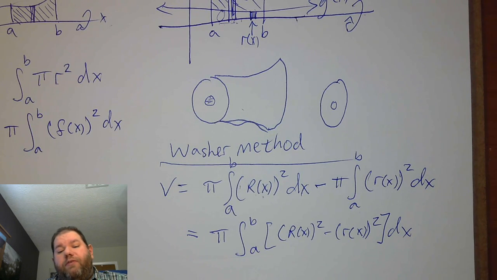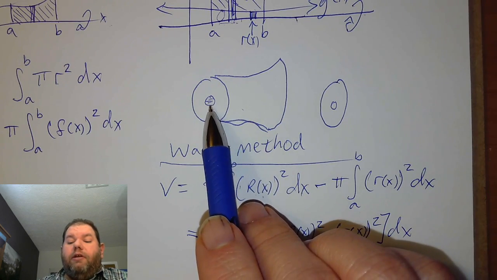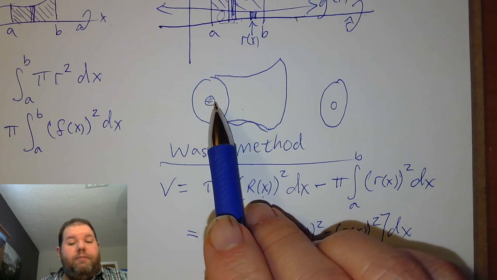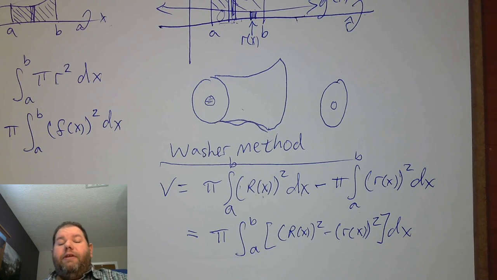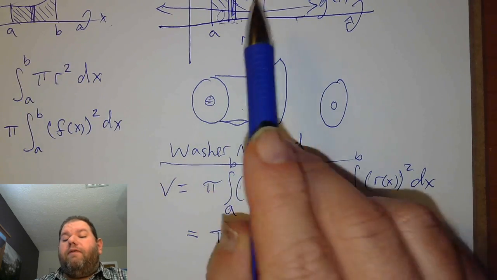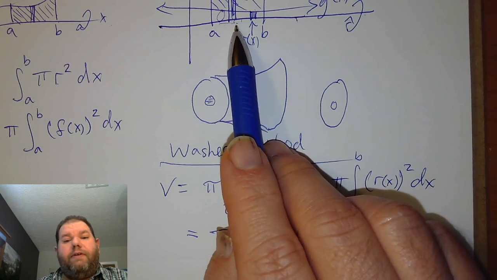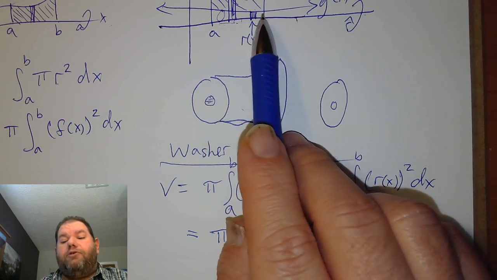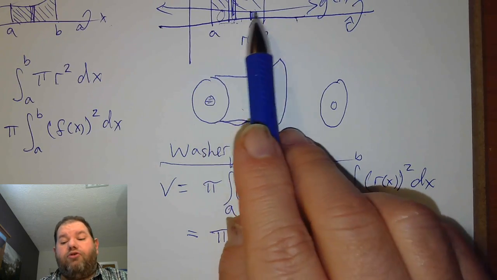Now, we said the washer method applies when we end up with a 3D object that has a hole in the middle. The easiest way to determine if we have a hole is that the figure that is revolving around the axis is not completely flush against the axis of revolution.